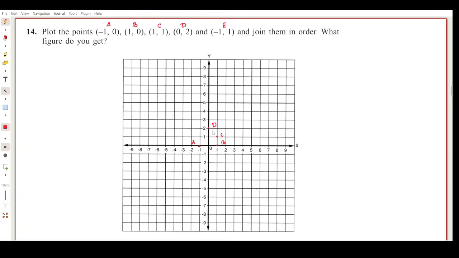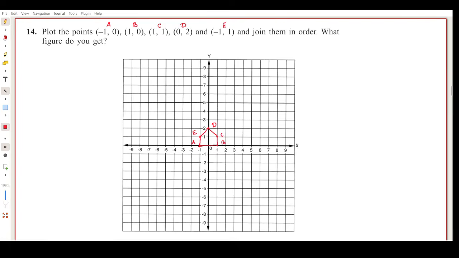Next minus 1 comma 1. Okay, minus 1 comma 1. This is E. So now join them in order. What figure do we get? Okay, we'll just join A, B, C, D, E, right.